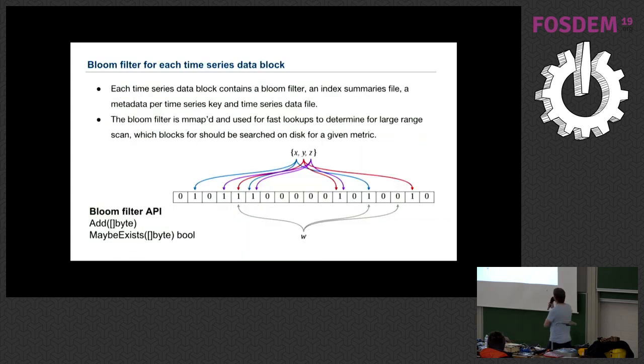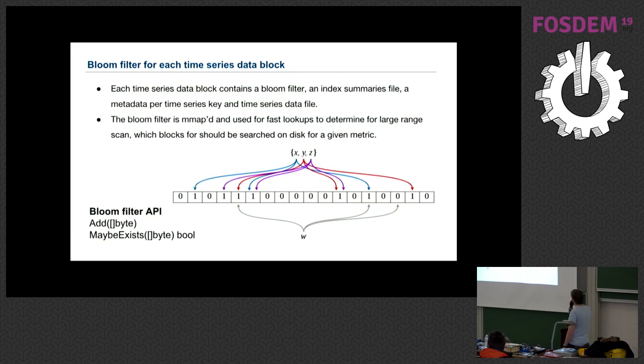But basically, when we're on a single node and we're going through a time window block, say between 2 and 4 p.m., we basically first check a bloom filter, which is mmapped for fast lookups, to determine if we even need to look up. We basically search the disk for a given time window for a given metric. And this is good because sometimes very sparse time series will cause a ton of lookups if it's actually not contained in that many blocks.